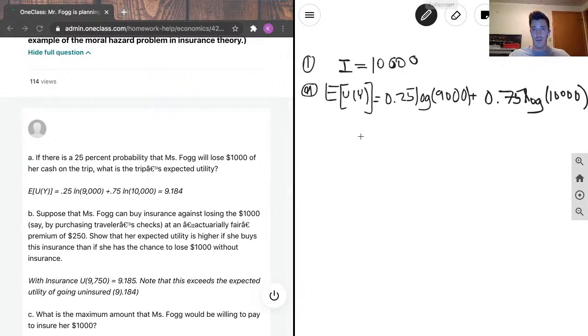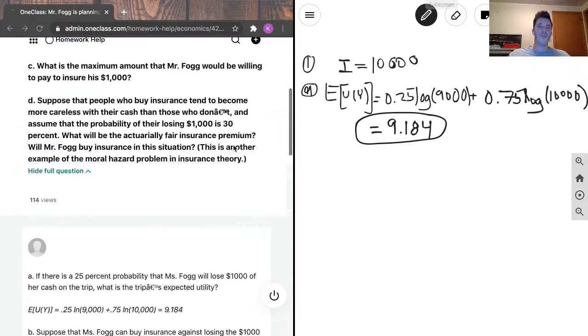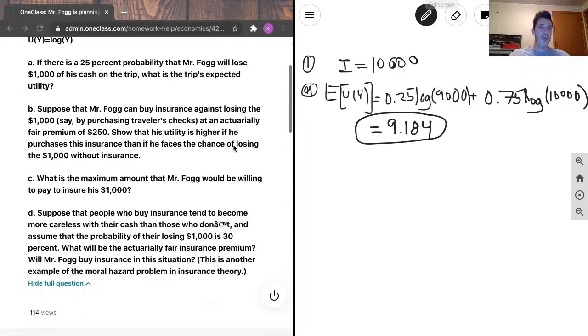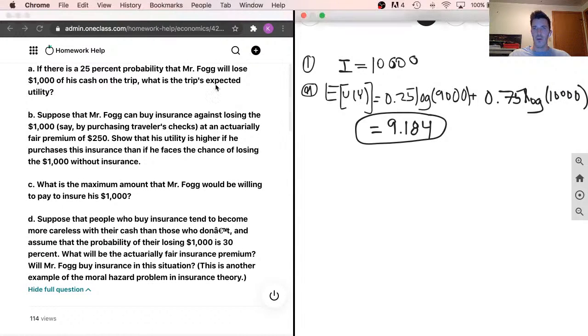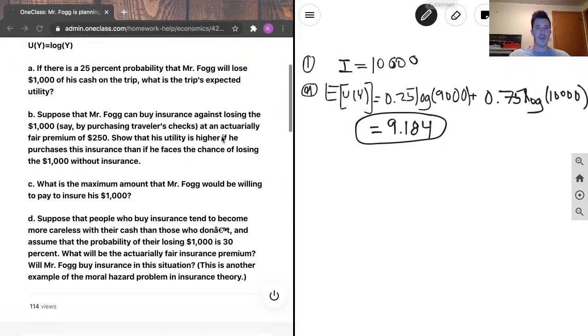Cool. This appears to come out to 9.184. I trust our junior tutor. I'm not going to verify that, but he's correctly set up the question at the very least. I'm not sure if I'm going to do all 4 parts. We'll see how it goes with time. But part B.